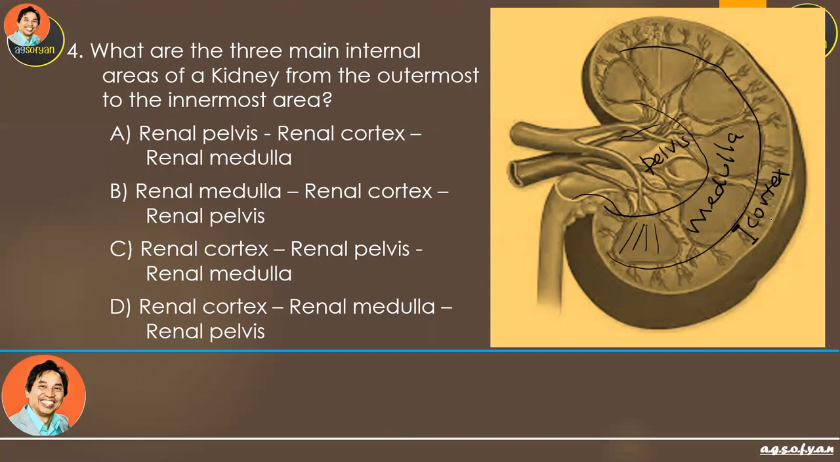So start with cortex, medulla, and then pelvis. And then from the pelvis, the urine will go to this channel called the ureter. So this one is the ureter. So look for that sequence. Start with cortex. This one is cortex, this one is cortex, and the other one has medulla. So this should be the answer: cortex, medulla, and the pelvis.